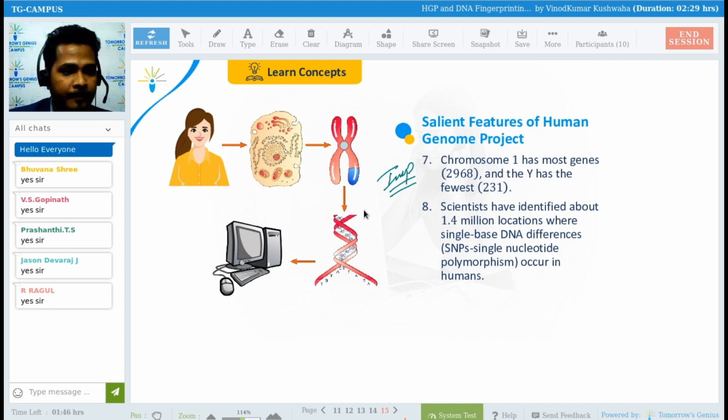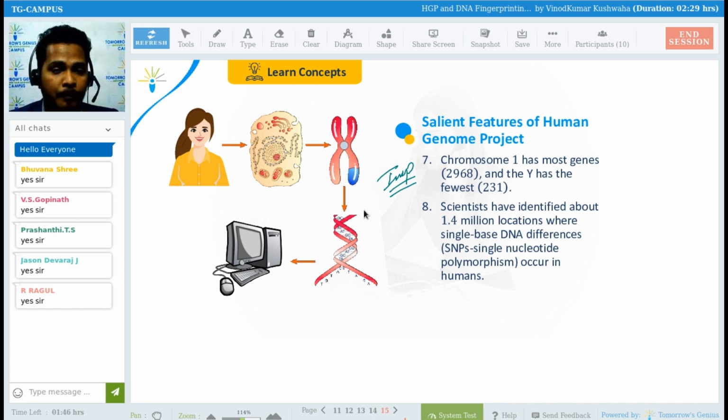Is this clear? Yes. So scientists have identified about 1.4 million locations where single-base DNA differences occur in humans. That was also noticed during the completion of this project.